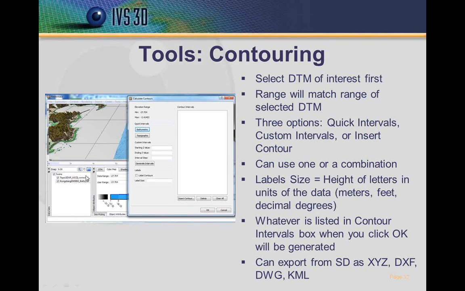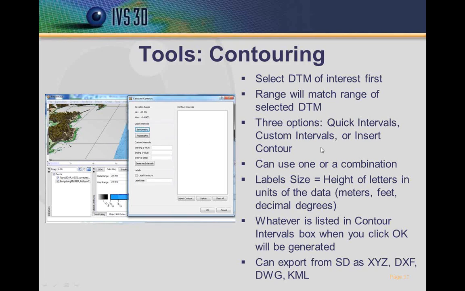To do a contour, you select the data set that you want to contour. You click on Tools and Contouring, and that will launch the Calculate Contours window. The range that's available in this window will match the range of whatever DTM file you selected.